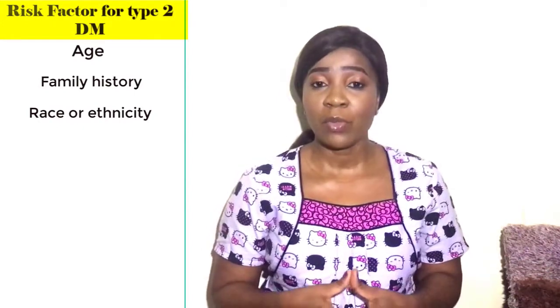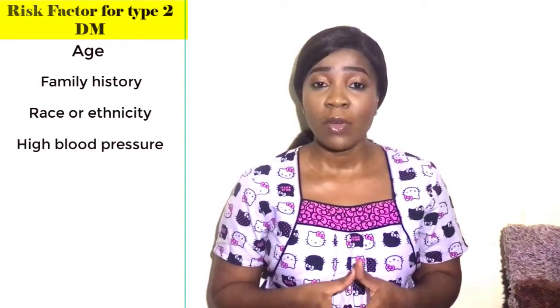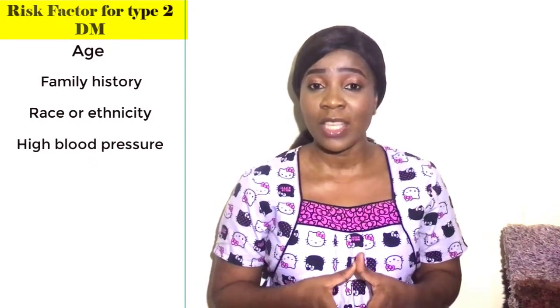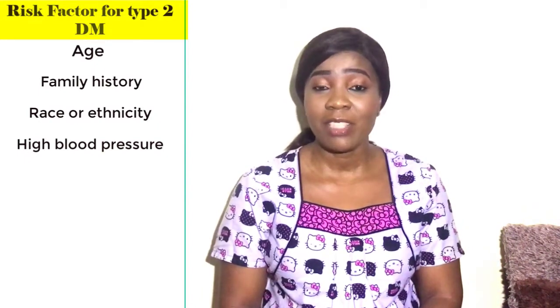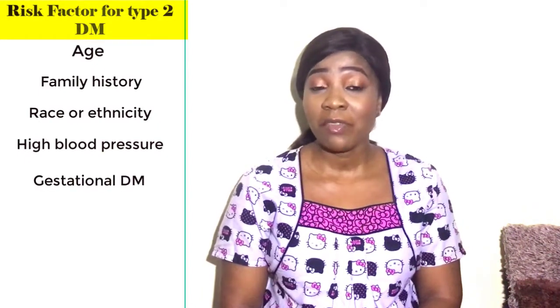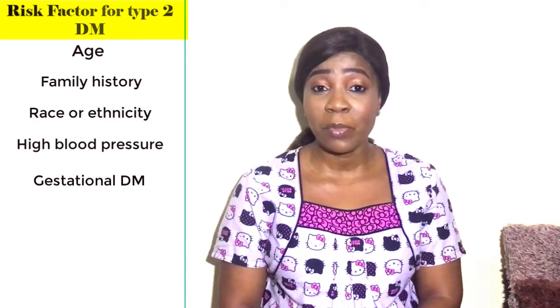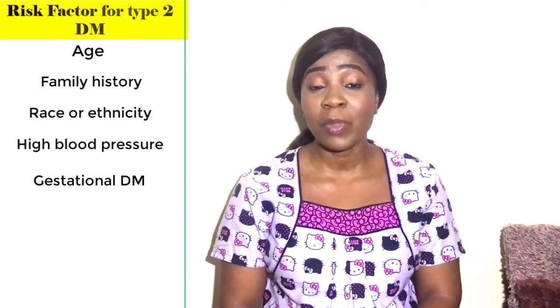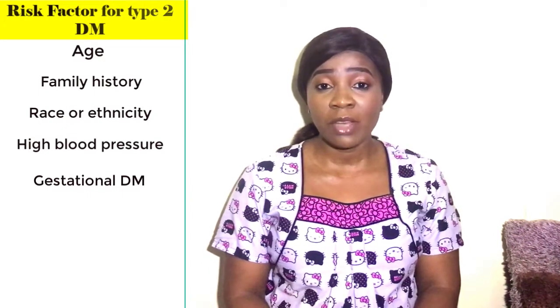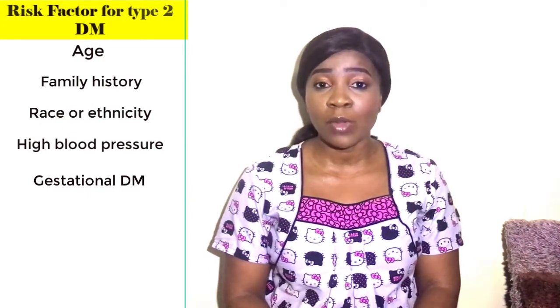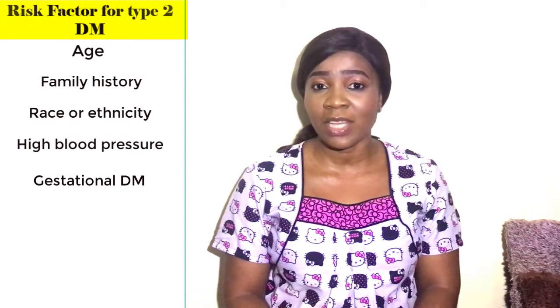4. High blood pressure. Blood pressure over 140/90 is linked to an increased risk of developing type 2 diabetes. 5. Gestational diabetes mellitus. If one develops gestational diabetes mellitus when pregnant, there's a likelihood of developing type 2 diabetes later in life. Or if you give birth to a baby weighing more than 4 kg or 9 pounds, you are also at risk of developing type 2 diabetes mellitus.